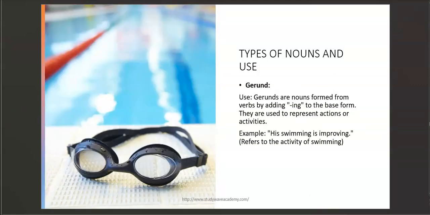Then we have the gerunds here, and the use of the gerunds is they show nouns that are formed from verbs by adding ing. So for example, his swimming is improving. What are you talking about? The swimming. So swimming here becomes our noun.